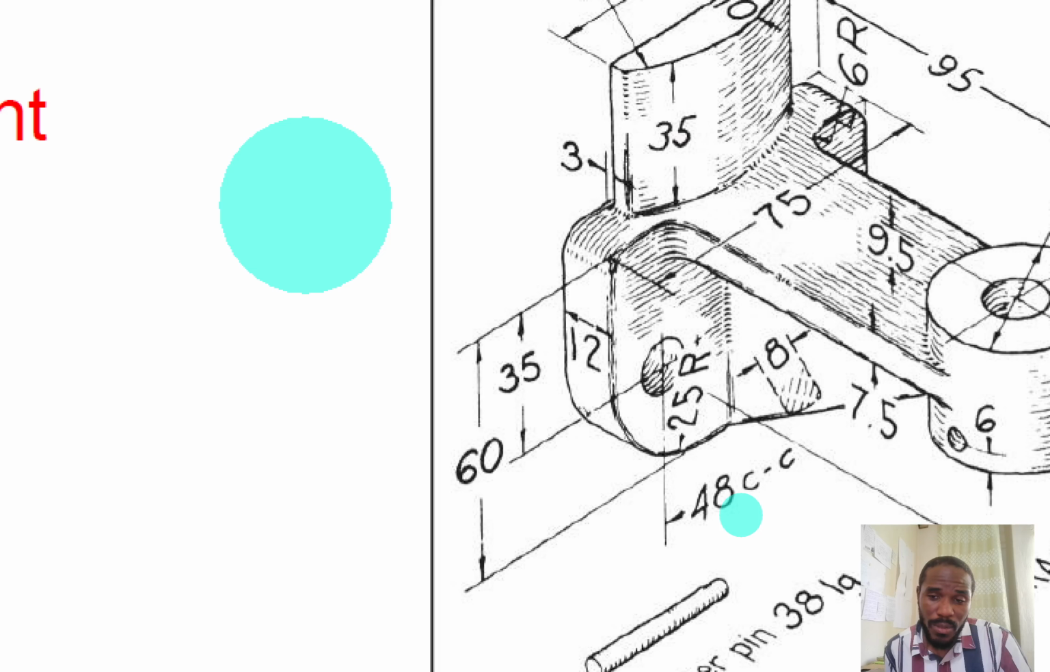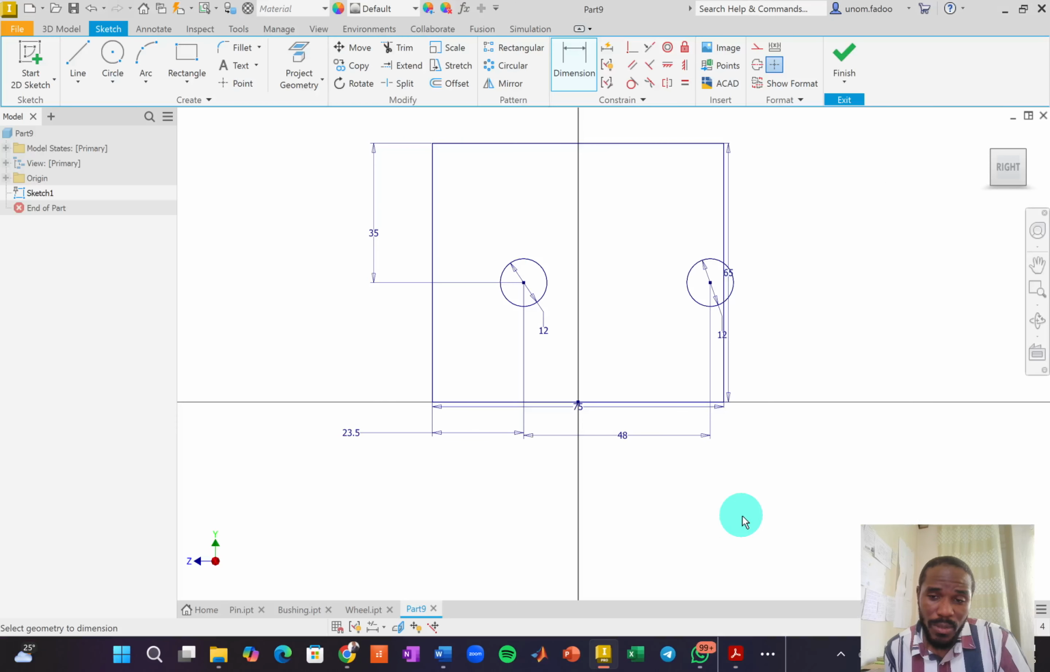75 minus 48 should give us 27. 27 divided by 2. Oh, 27, 13.5. So 13.5, not 23.5. That's what made the mistake. So we're going to click on that, and the answer is 13.5, right? There we go. That's more like it.